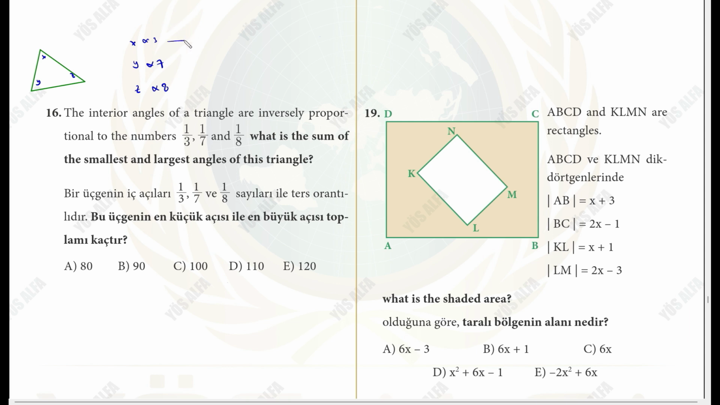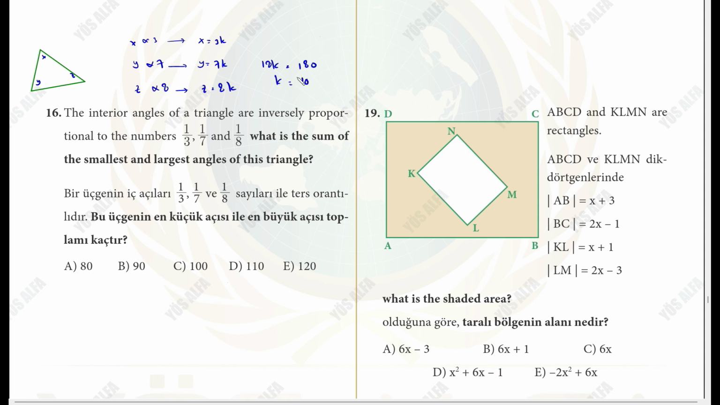So when we change this proportionality into an equation, we have x is equal to 3k and y is equal to 7k and z is equal to 8k. The summation of the angles of the triangle gives us 180. So 3k plus 7k plus 8k is 18k is equal to 180, the summation of the interior angles of the triangle.